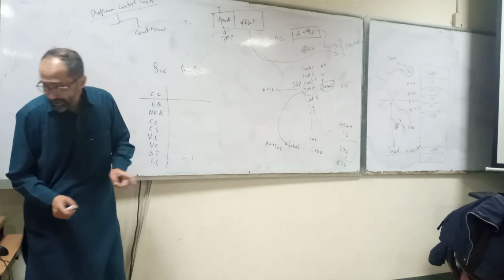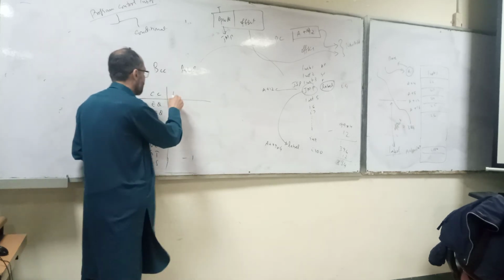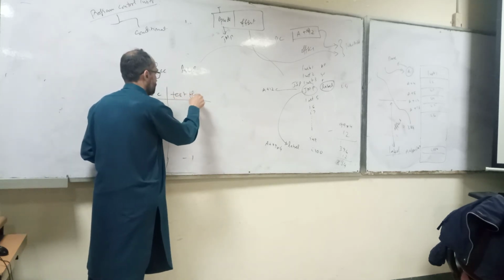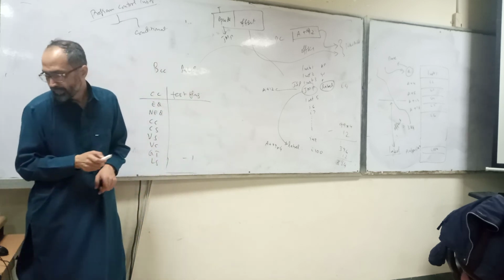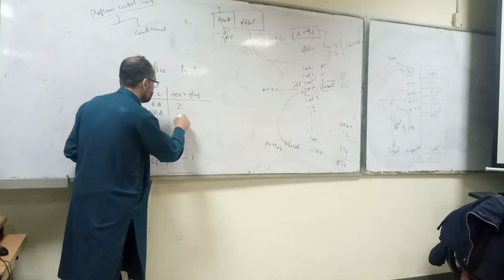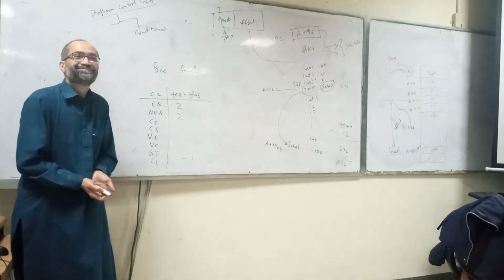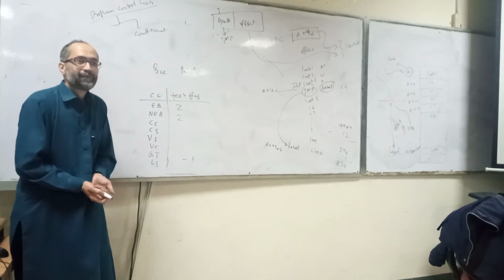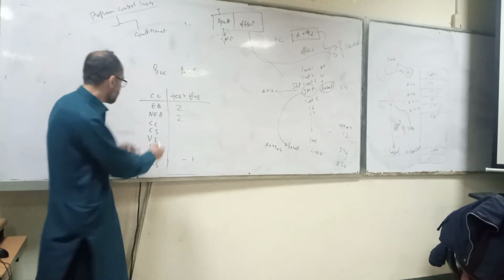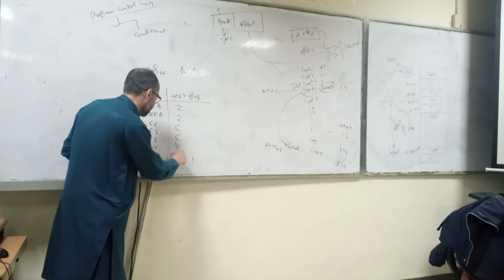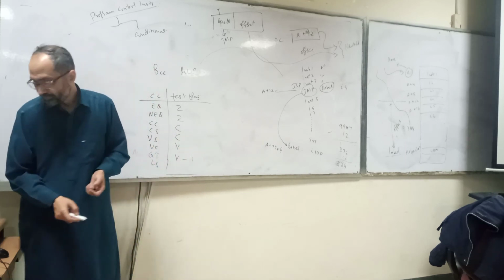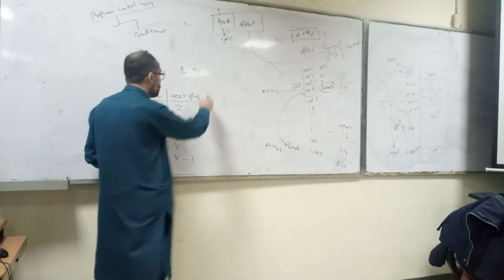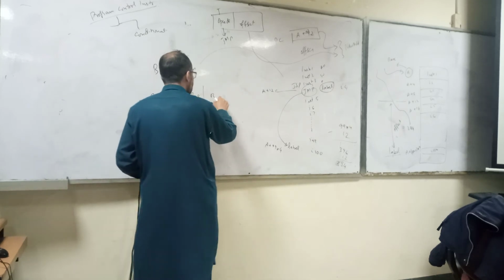Which flag will it check? Which flag will be tested? For equal and not equal, we will check the Z flag. For CC, the C flag, and for VS and VC, the V flag. Now the branch will be taken accordingly.